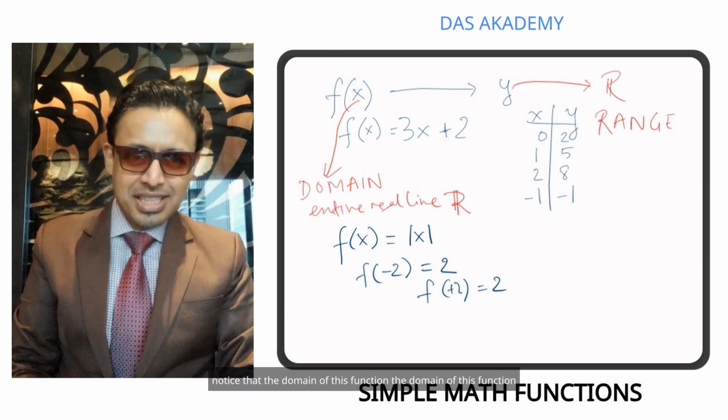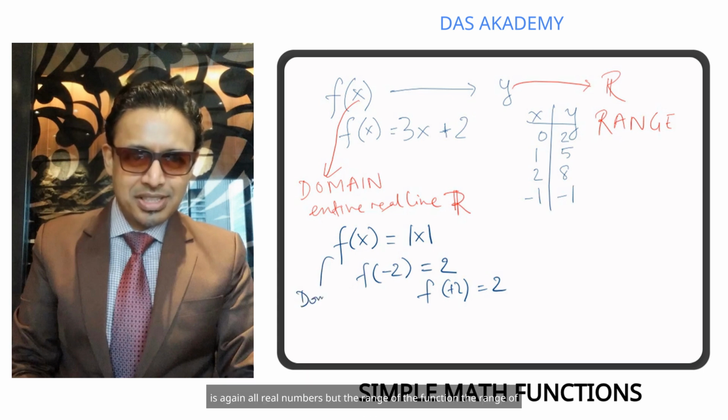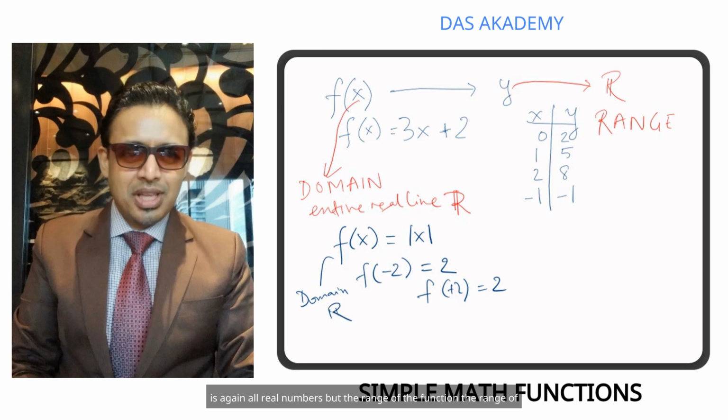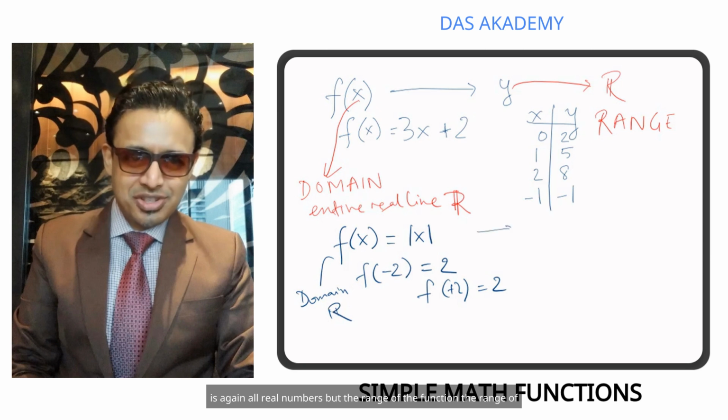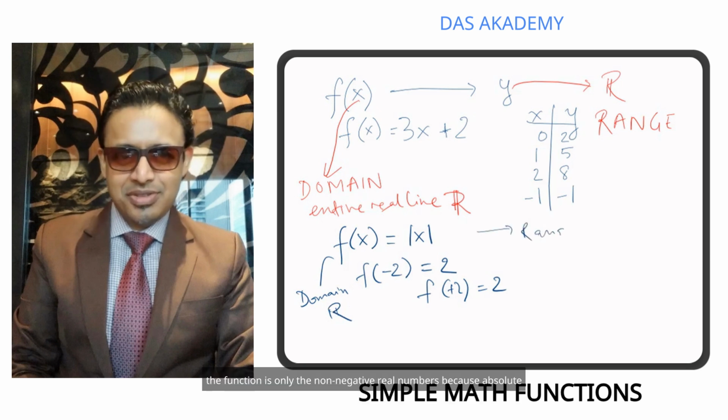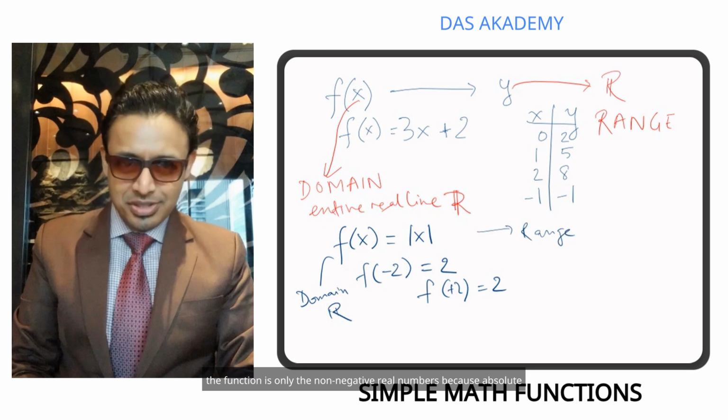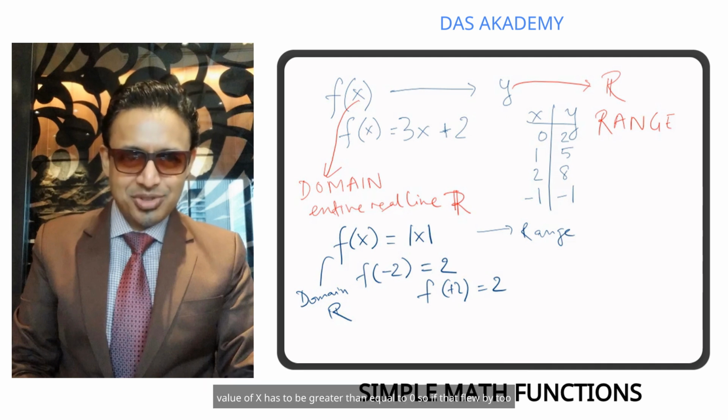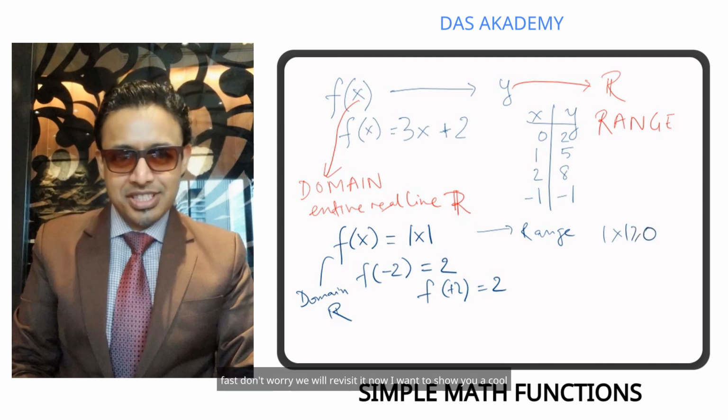So now notice that the domain of this function is again all real numbers, but the range of the function is only the non-negative real numbers, because the absolute value of x has to be greater than or equal to 0. If that flew by too fast, don't worry, we will revisit it.